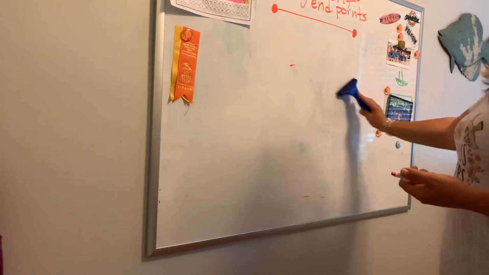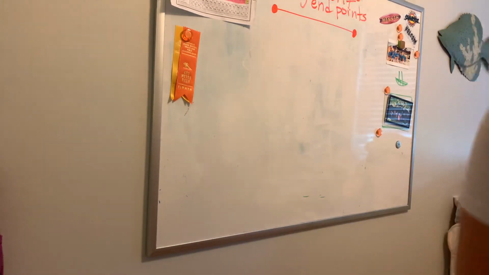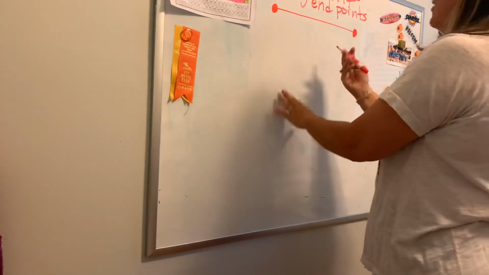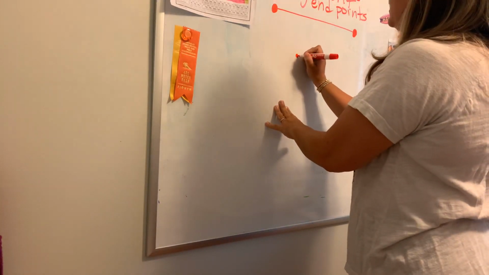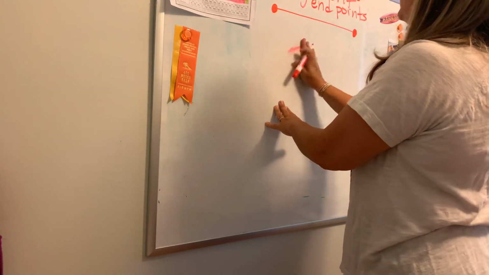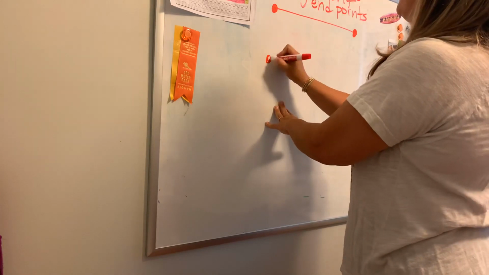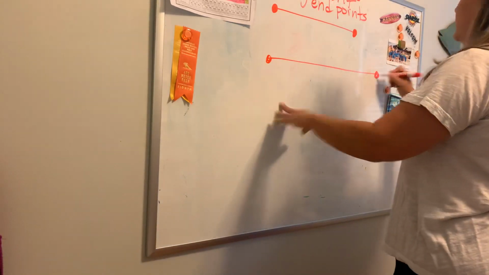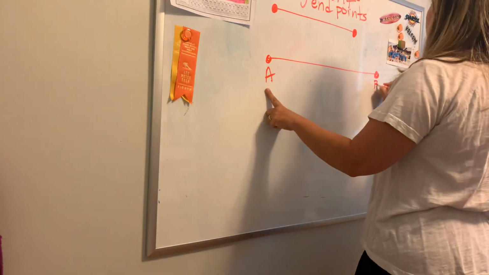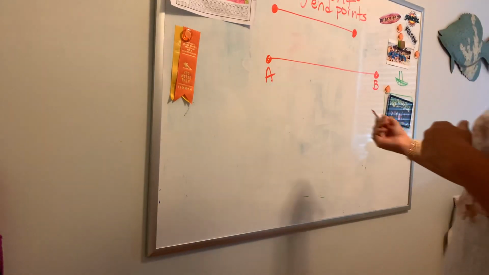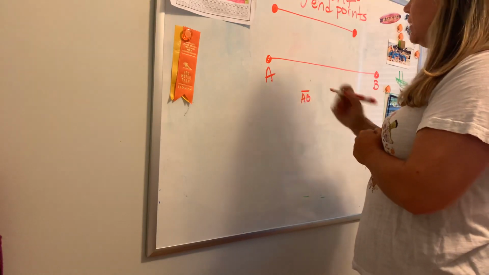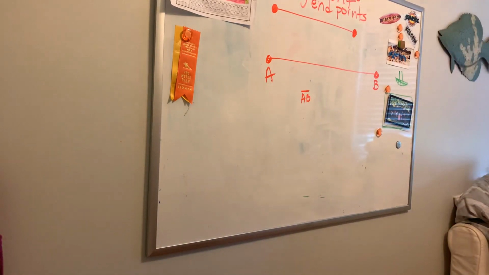So if you wanted to name this, so a segment can be really big, but if we want to just name it, the way that we name it is, it doesn't actually have to have a dot. So if we have a huge segment here, and it's A on one end and B on the other end, we would name it by just writing A, B, and a little segment on the end.